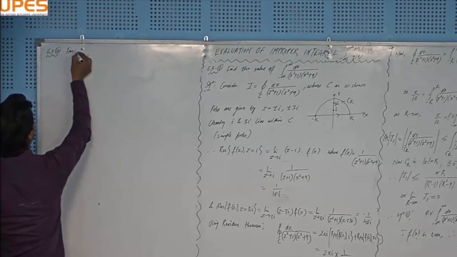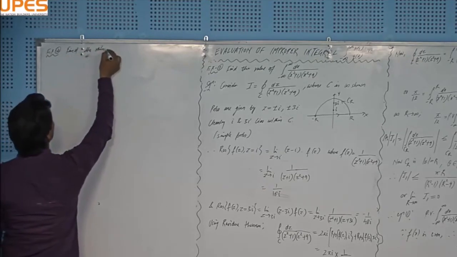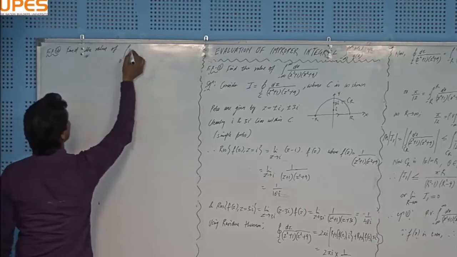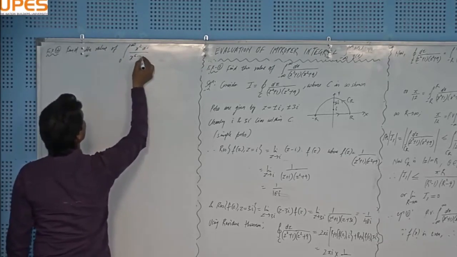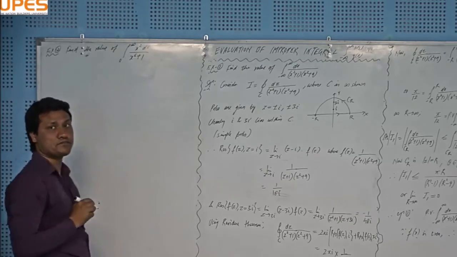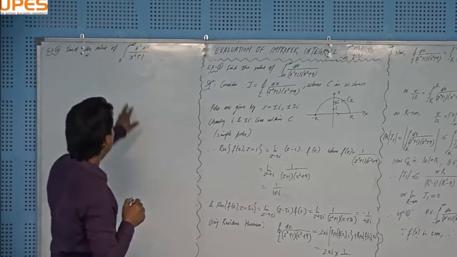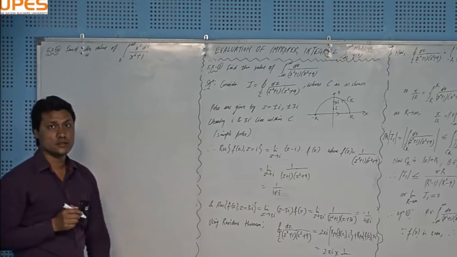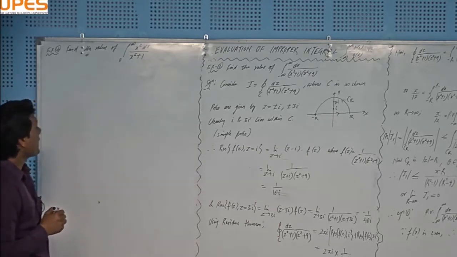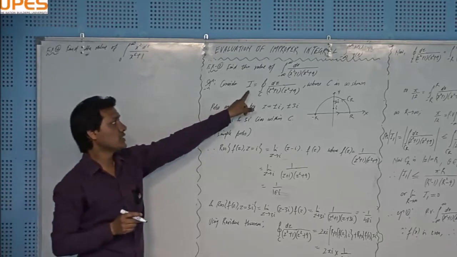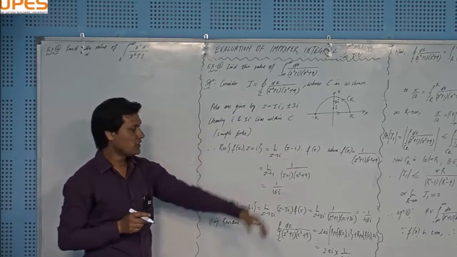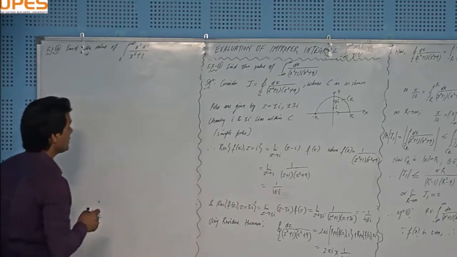Find the value of the integral from 0 to infinity of x square dx upon x to the power 6 plus 1, right? This time I have taken limits from 0 to infinity. And the procedure is similar. I have to start with this integral, then I will use some even and odd function theory, right?